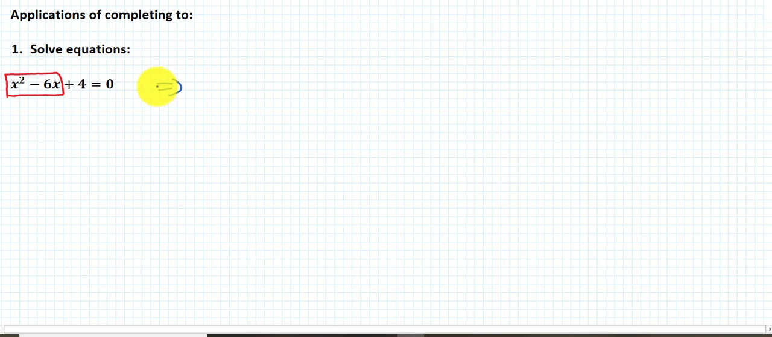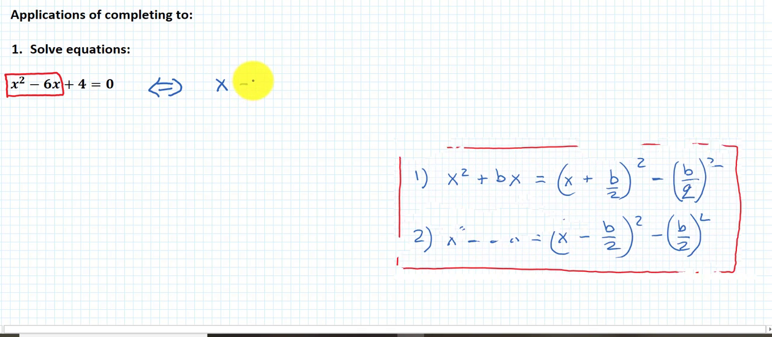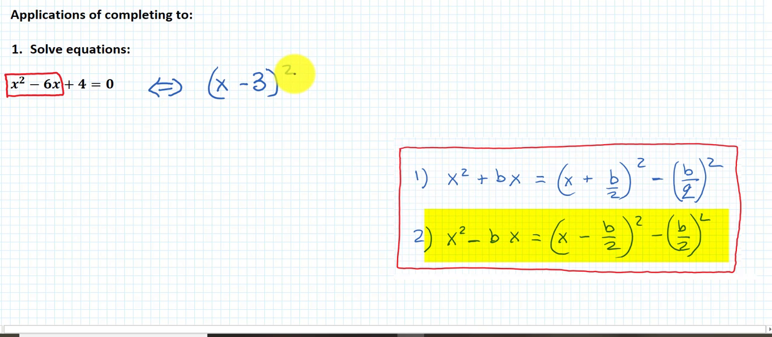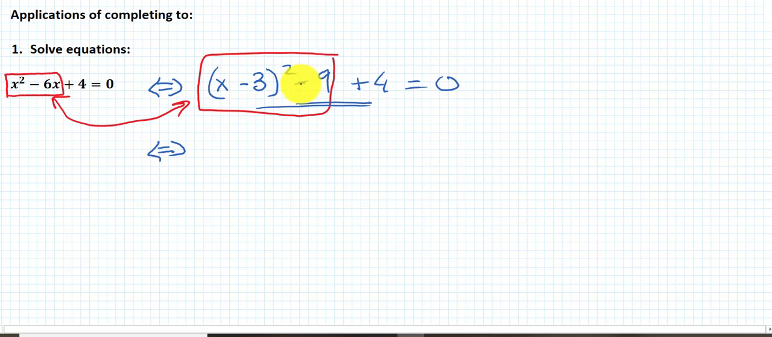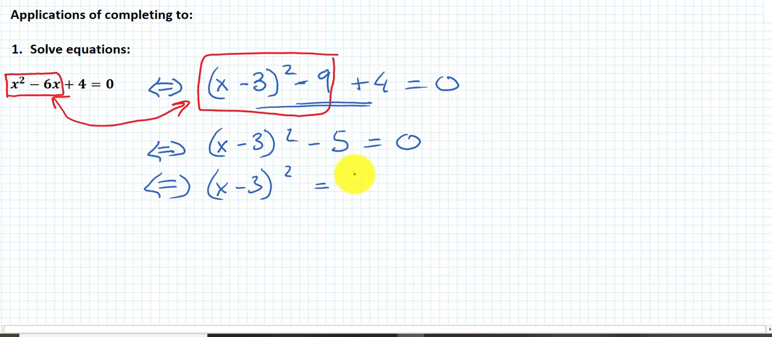So this equation is equivalent to x minus half of 6, 3, squared, minus 3 squared, which is 9, and then plus 4 equals 0. Now please make sure you understand that this and this are exactly the same quantity written differently, okay? But when I write it like that, I can now use it to solve the equation easily. Combine negative 9 and plus 4, so you'll have x minus 3 squared minus 5 equals 0. So this is the same as x minus 3 squared equals 5.